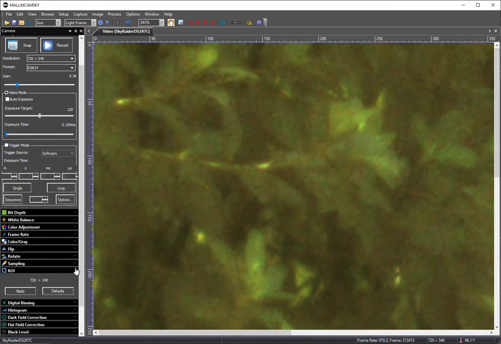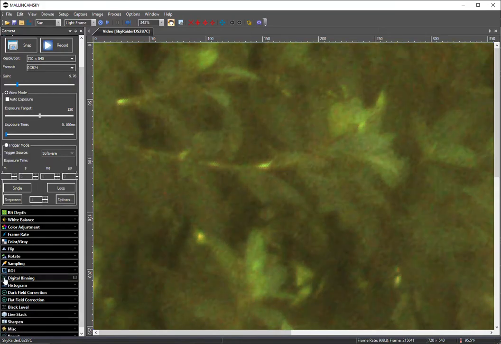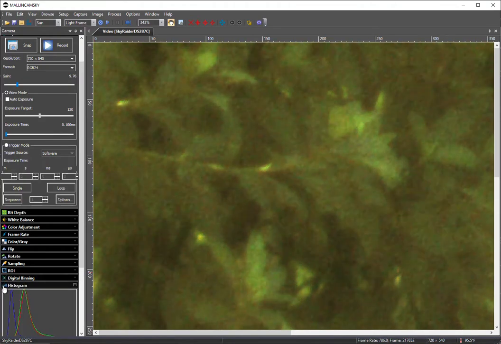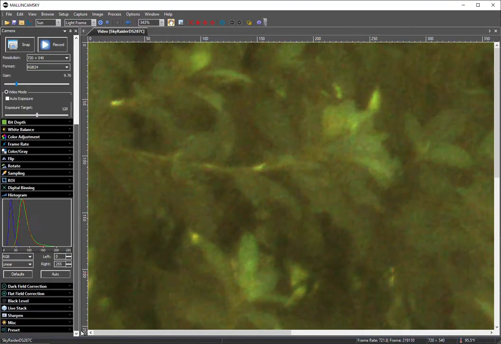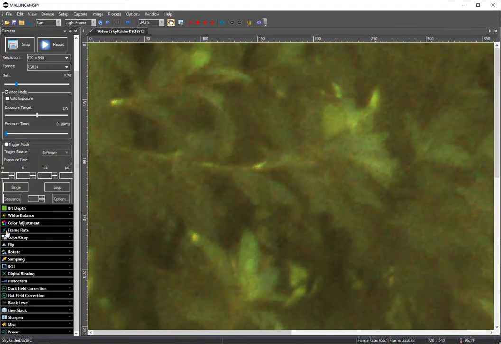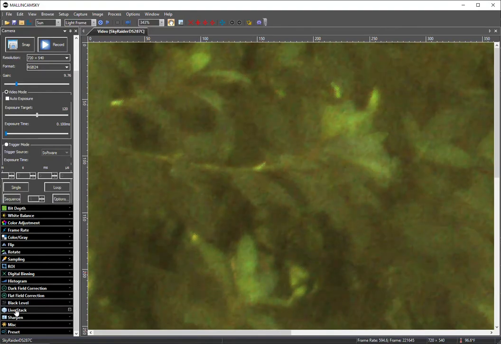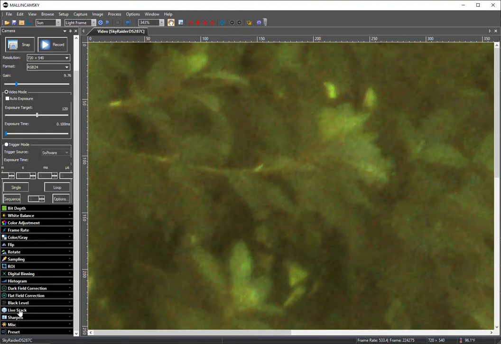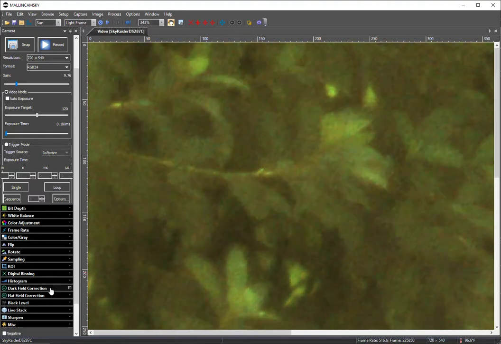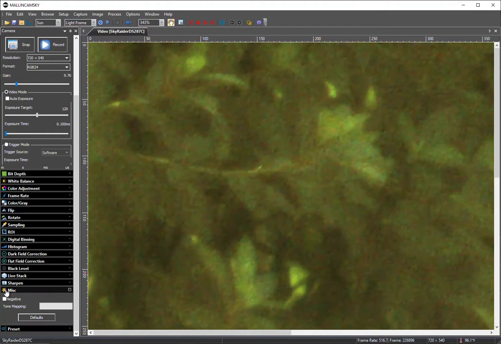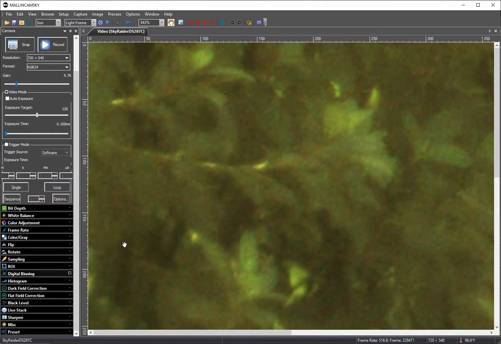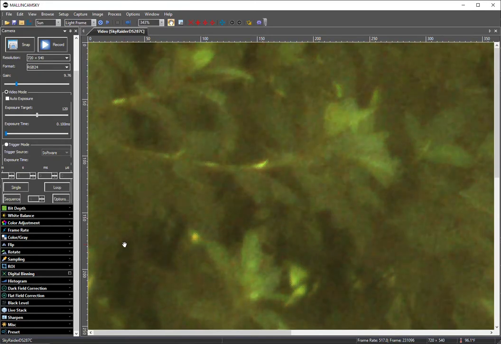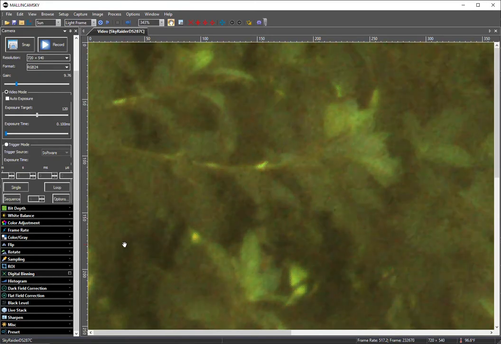Frame rate ought to start slowing down again. Digital binning is 1. Histogram is at default. Sharpness is at 0. So as you can see, now I'm still running around 516, 517 frames per second with the exposure at 0.1 milliseconds.